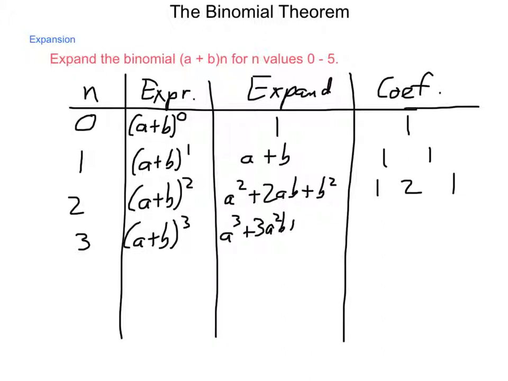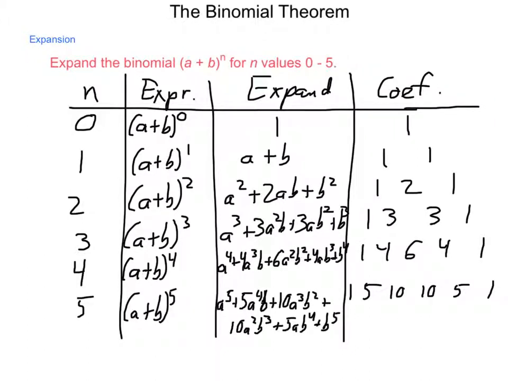with a series of expressions that continue to multiply this binomial of a plus b times the previous set. And when we're complete, we end up with a table that looks like this.